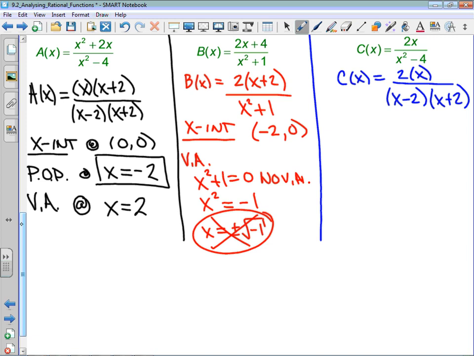For c of x, we have an x-intercept at 0, 0. We have no points of discontinuity because there is no factor that's present in both the numerator and the denominator.